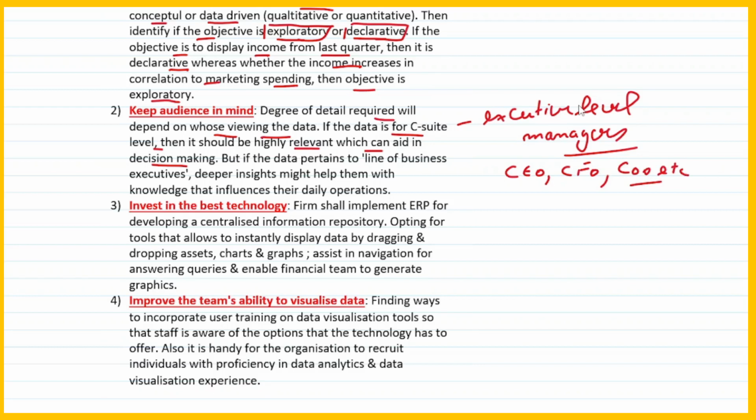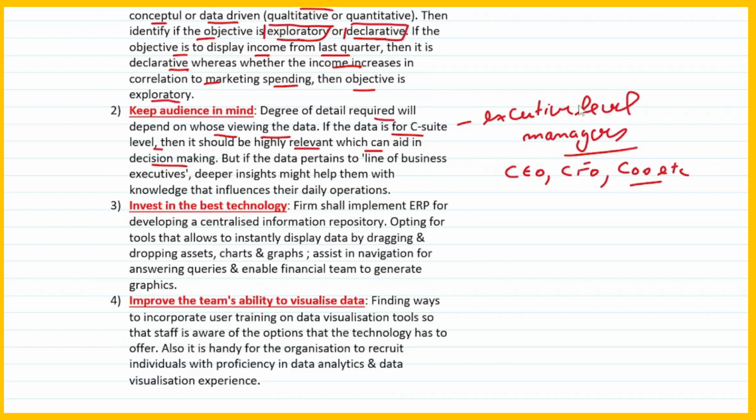So basically, if the audience is C-suite level, then the data should be highly relevant so that it can aid in decision making, right? We know that top level management generally tends to make decisions. Since it is a C-suite level, they are the ones who will be making decisions. Hence you should keep in mind the audience in this case is C-suite. So the visualization of data is being done keeping them in mind, right? That's what this talks about.